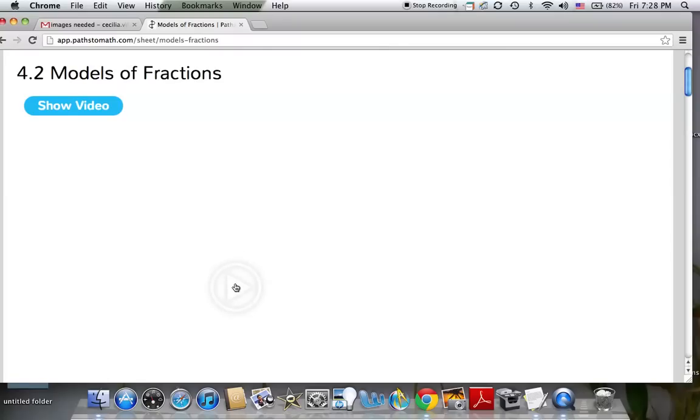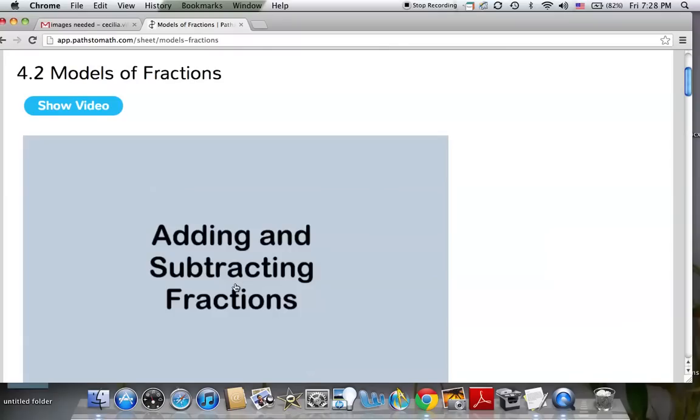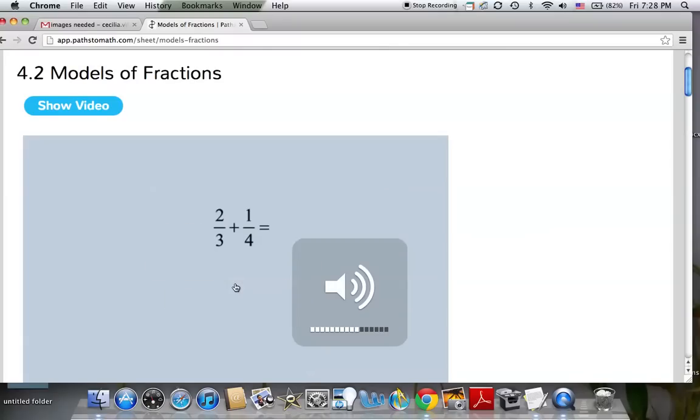And this lesson is on adding and subtracting fractions. Our first example is 2.